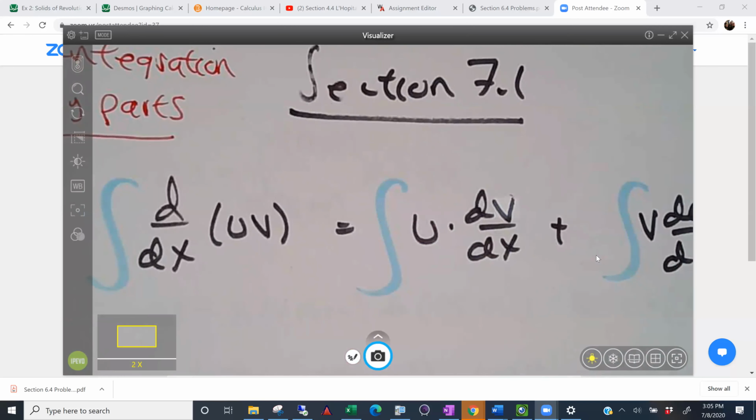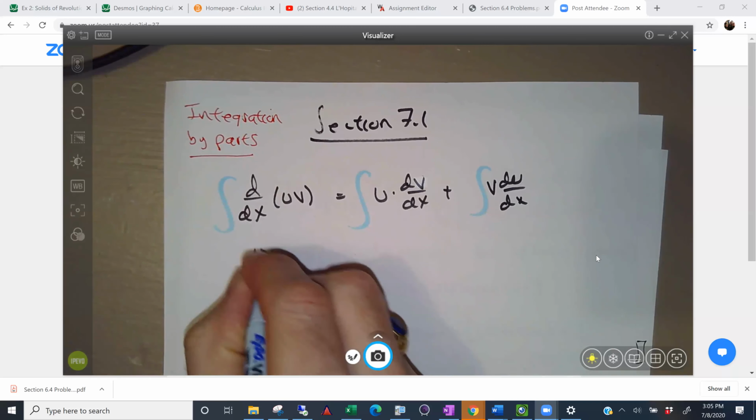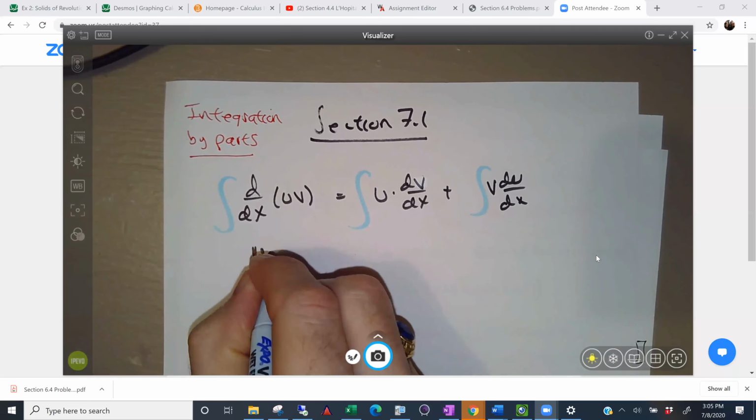So if we integrate our product rule, then that's integrating a derivative. Those two operations are inverses of each other. They cancel each other out. So what you're left with is u times v.